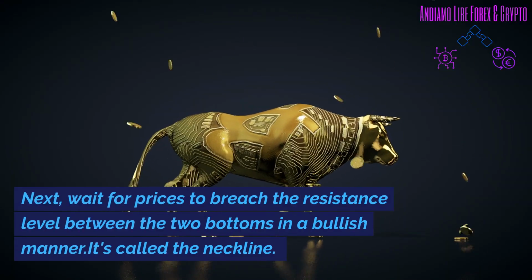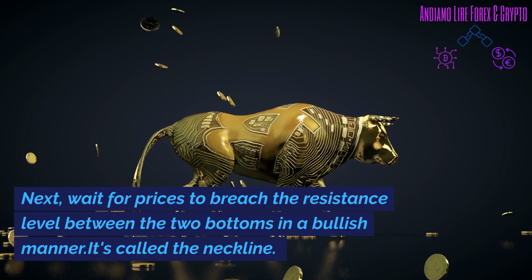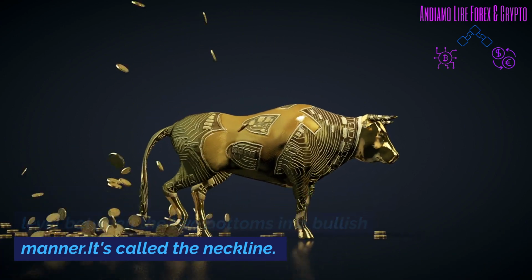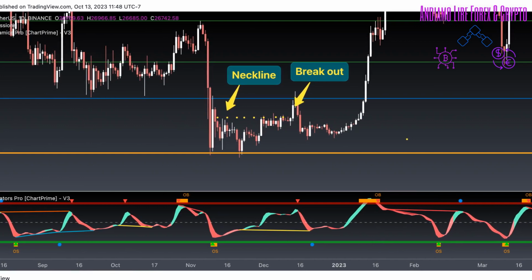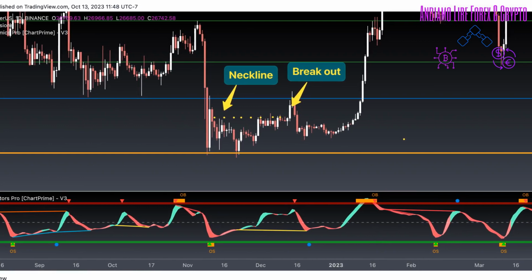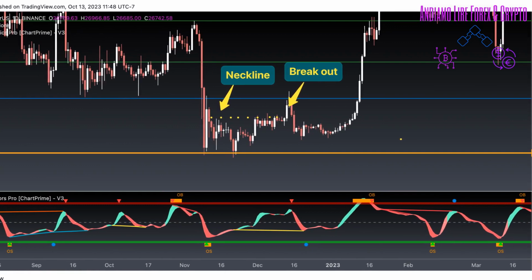Next, wait for the prices to breach the resistance level between the two bottoms in a bullish manner, and that area is called the neckline. You can see the neckline clearly in this diagram, and where the price eventually breaks out from the neckline is where you're going to eventually enter the trade.